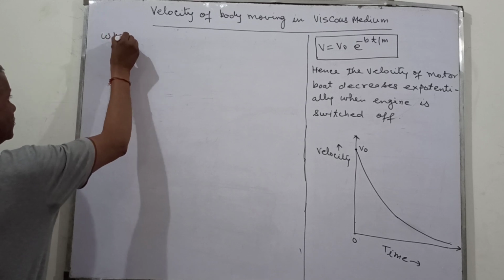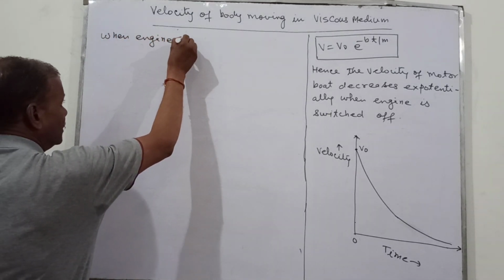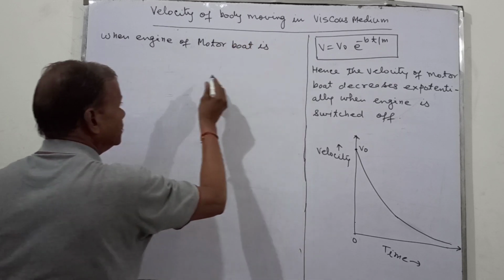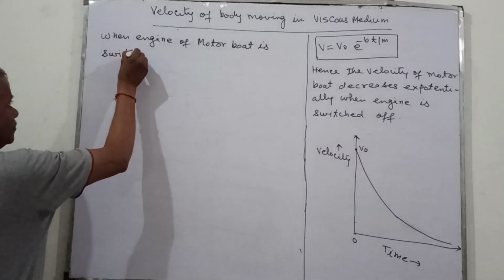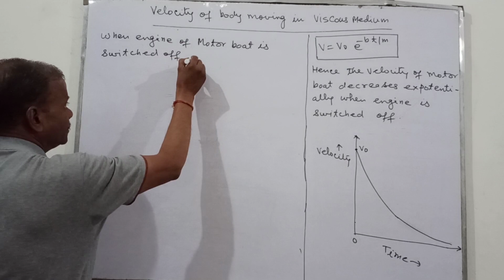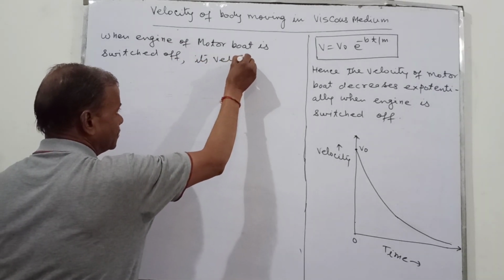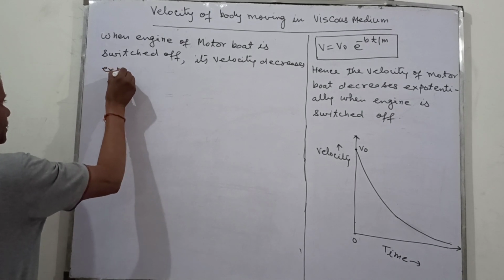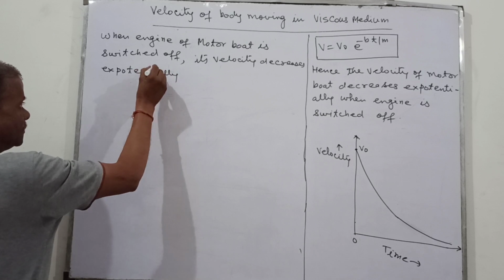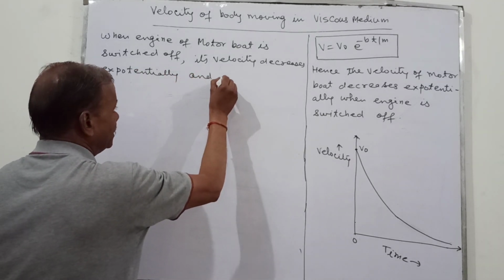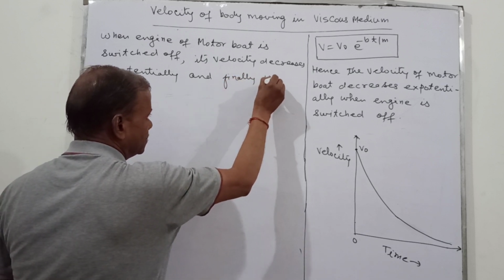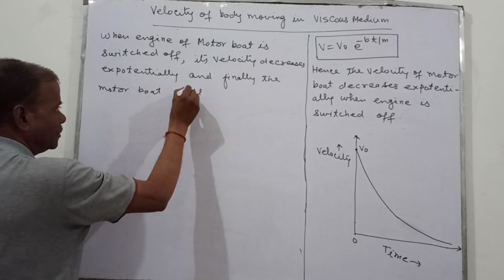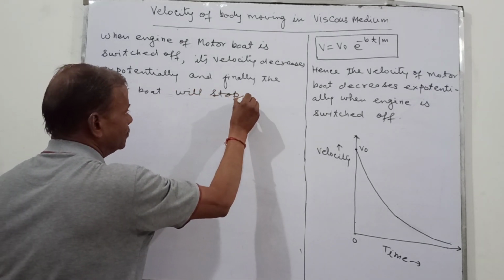When the engine of the motorboat is switched off, its velocity decreases exponentially, and finally the motorboat will stop moving.